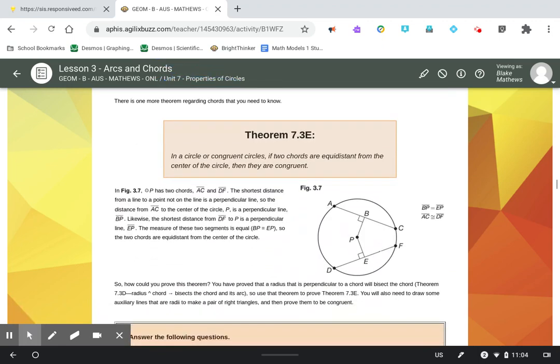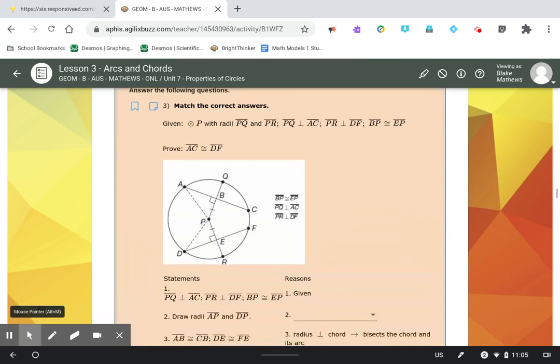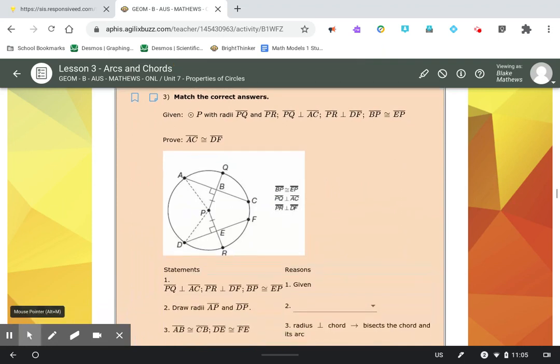Another theorem. In a circle or congruent circles, if two chords are equidistant from the center, then they are congruent. Great picture of this here. You have these two chords. They are equidistant from the center of the circle, so therefore they have the same measure. That's pretty straightforward. Again, we're going to use that in a proof.